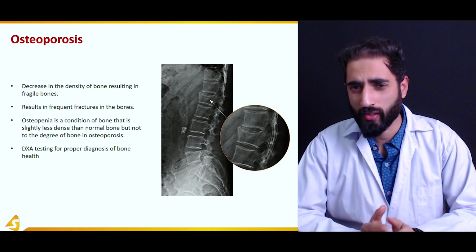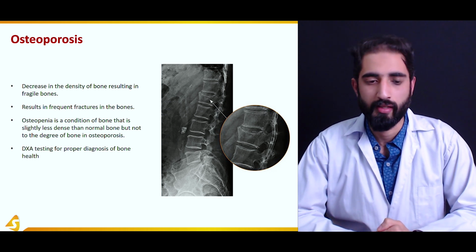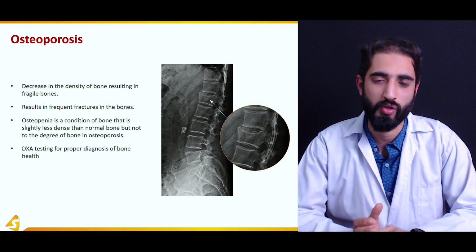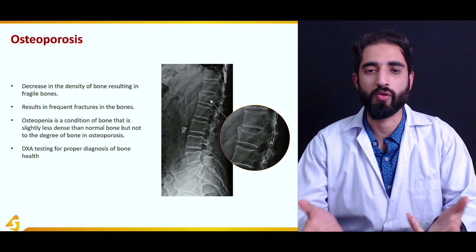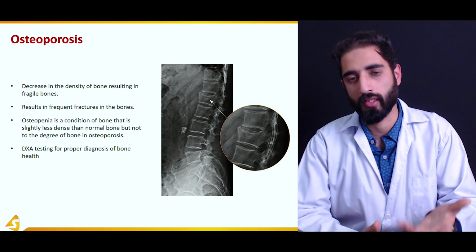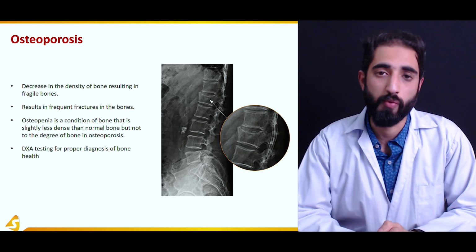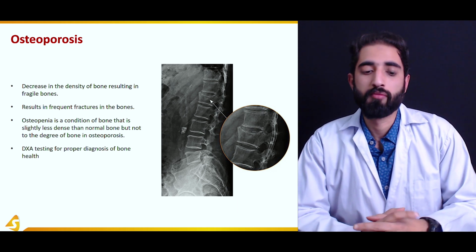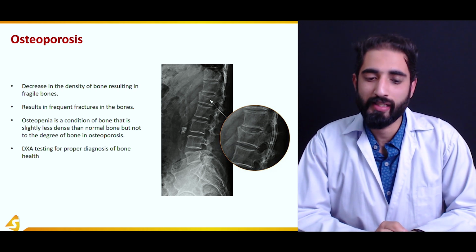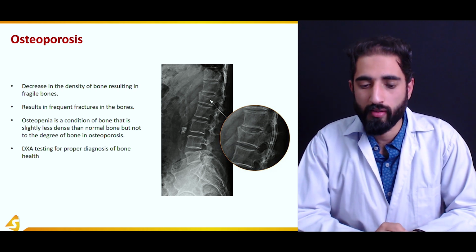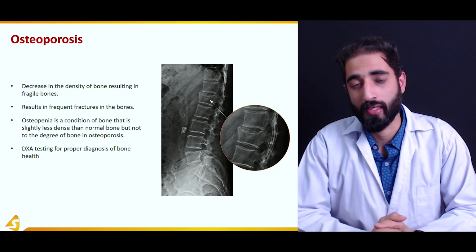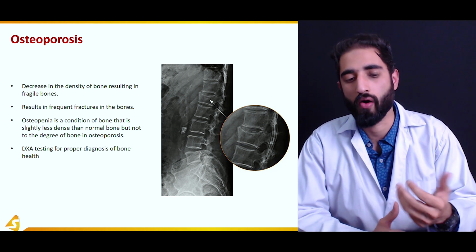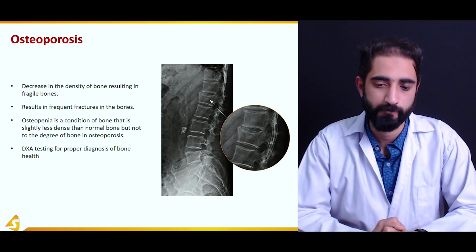There's also another condition which is known as osteopenia. The name is somewhat similar to osteoporosis, and it is also a condition which resembles osteoporosis, and it is also related to decreased mineral density or decreased density of the bone in general. But the difference is that in osteopenia, the bone is slightly less dense than normal, whereas osteoporosis is a more severe form in which there is a greater degree of decreased mineral density.